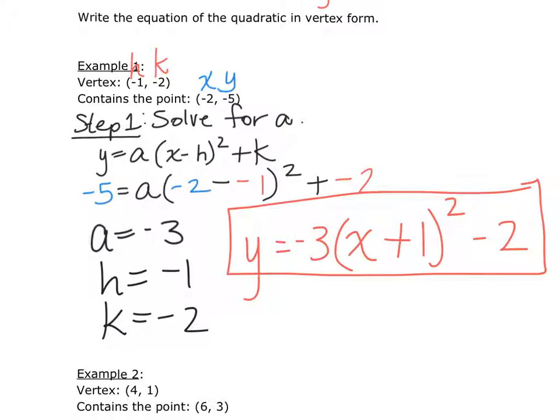We found a, h, and k, right? And we plugged them in. Why is it a positive 1? Minus a negative is a positive. Remember, your x's lie. So if it says x plus 1, then your h is a minus 1. Okay? Let's try another one. You ready?